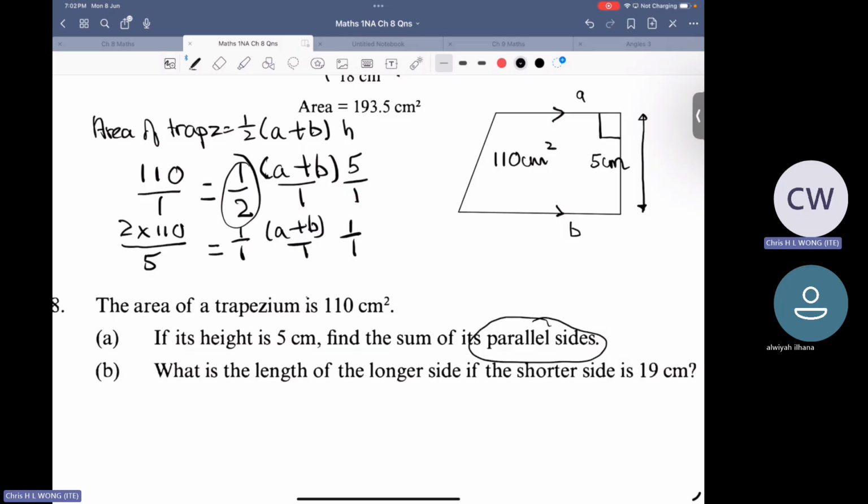So you have, let's continue, okay? You have 2 times 110, I'll put it here, 220 over 5 equals A plus B. Someone give me an answer, please. 4 times 5, 20, 44, isn't it? Am I right? 44 cm equals A plus B. That's the answer. You don't need to know what is A or what is B at the moment, because there's a sum, isn't it?